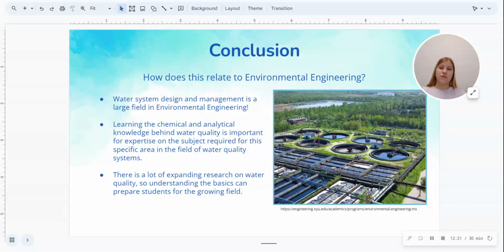How do we relate this to environmental engineering? Well, water system design and management, and basically how measuring how safe water is to drink is a very large part of environmental engineering. It's one of the biggest fields you can go into. So it's important that we learn and understand the chemical and analytical knowledge behind water quality as we begin our major here. So there's a lot of expanding research on water quality, and we should understand the basics as the field grows.